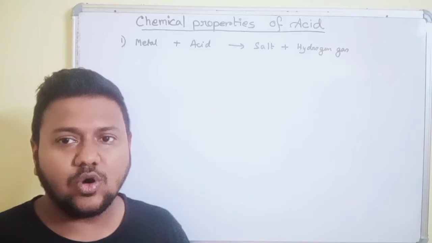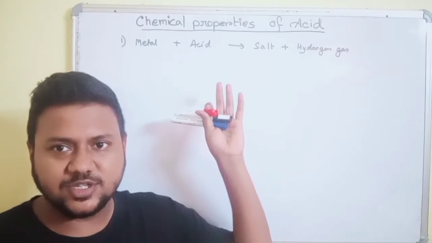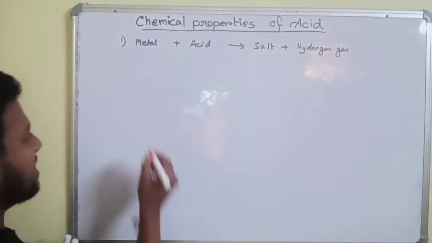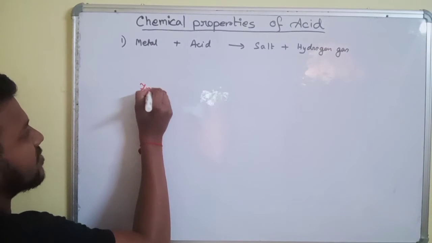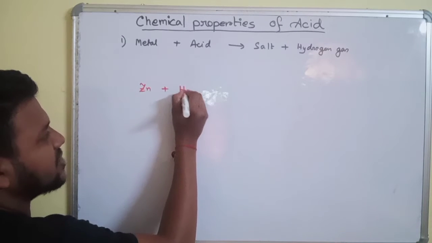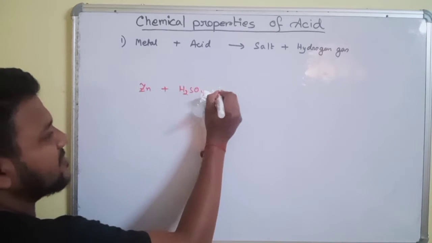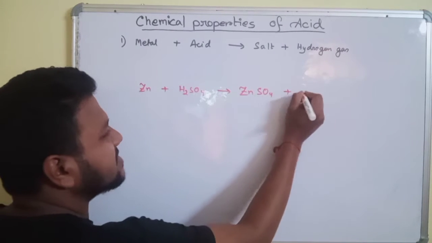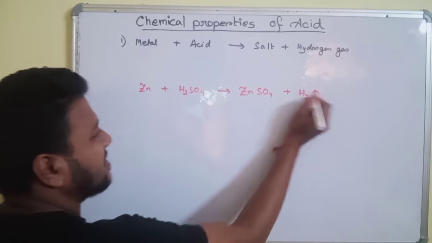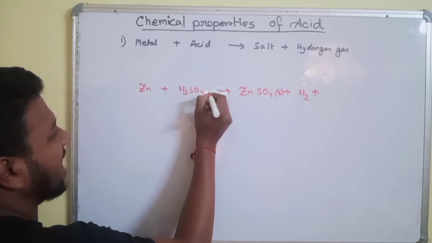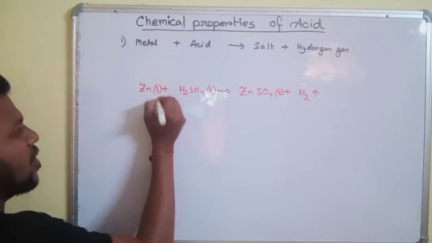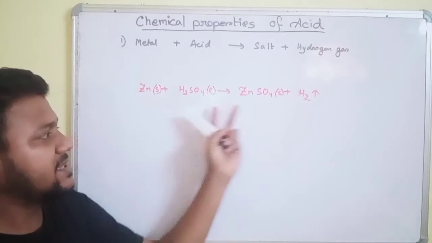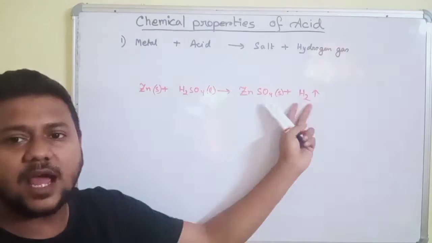Okay, so let us see some examples of this reaction where a metal reacts with an acid to give us salt and hydrogen gas. Let us take an example, say zinc. When it reacts with H2SO4, it gives us zinc sulfate plus hydrogen gas. When a solid metal reacts with sulfuric acid, you get a salt and hydrogen gas.